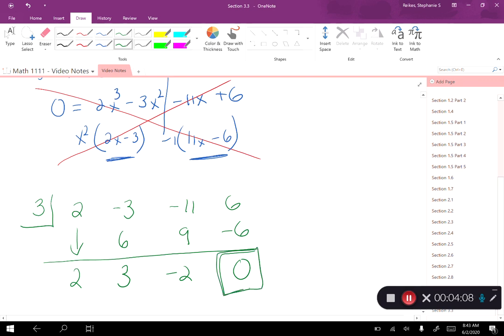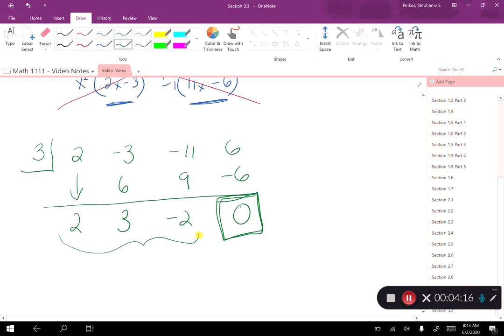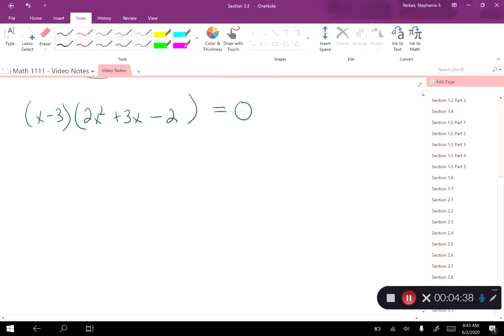So I knew that going in, my remainder was supposed to be 0 because I gave you that little hint. But what's really important is I wanted these coefficients. So if 3 is a 0, that means x minus 3 is a factor. And these coefficients are the remaining part. So this gives me 2x squared plus 3x minus 2, and that whole polynomial is set equal to 0. Now I can continue factoring. So x minus 3 is done. Then I can factor this stuff, 2x squared plus 3x minus 2.